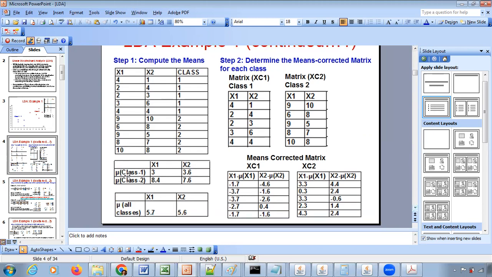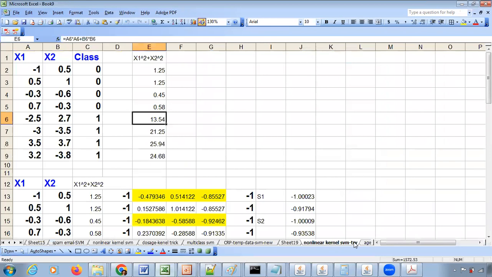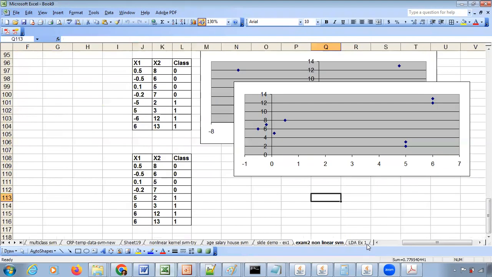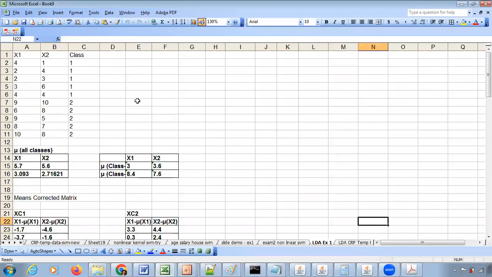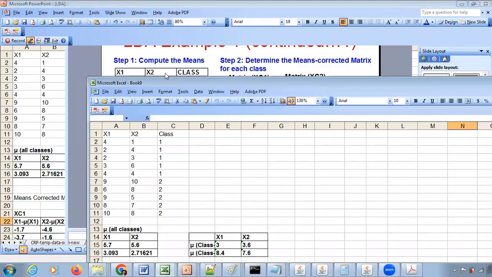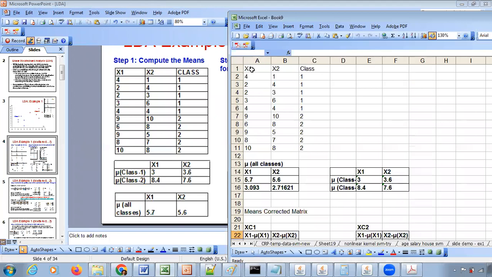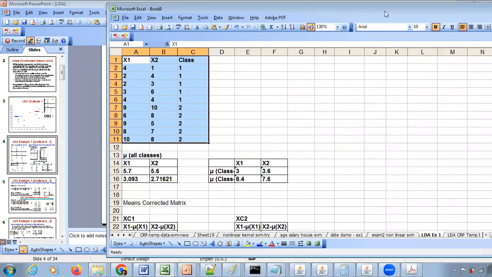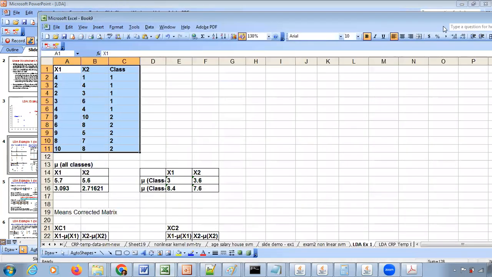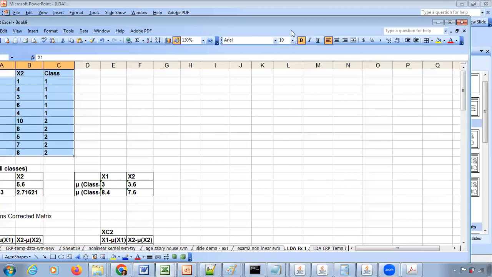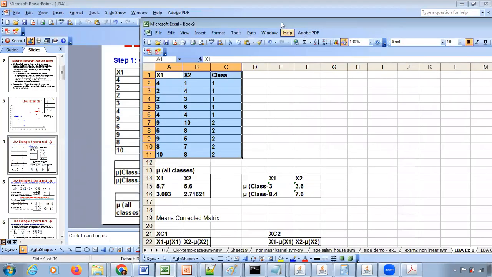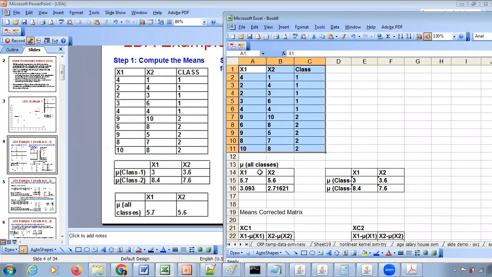First, we have to compute the means across all the classes for X1 and X2. I can do this simultaneously. I have done this actually here, but I can go over the math again. So this is the given data set, and so we can compute the mean for all classes.